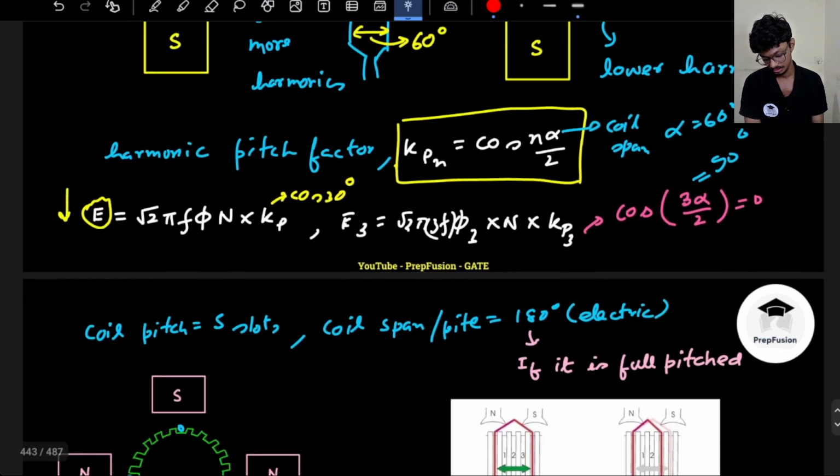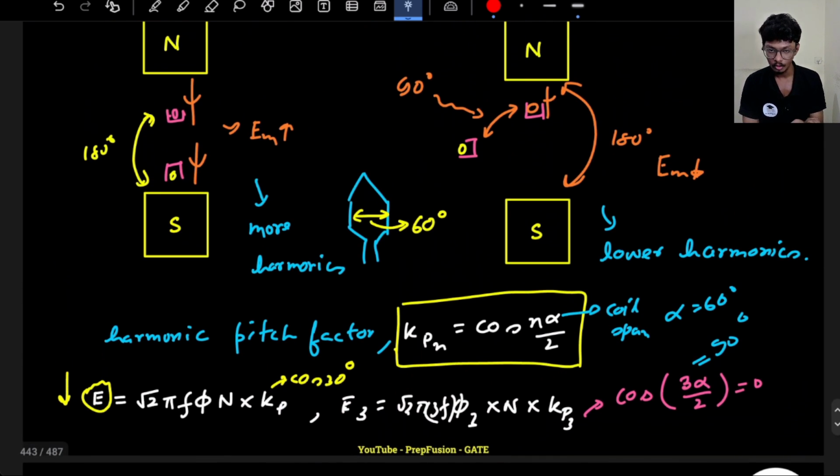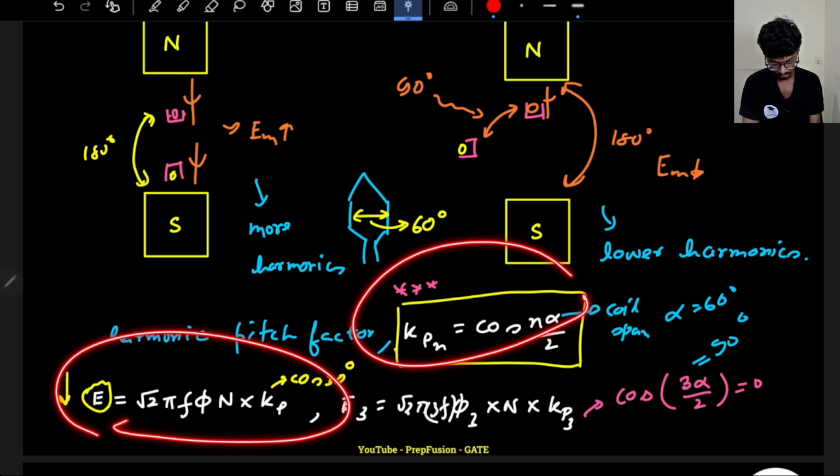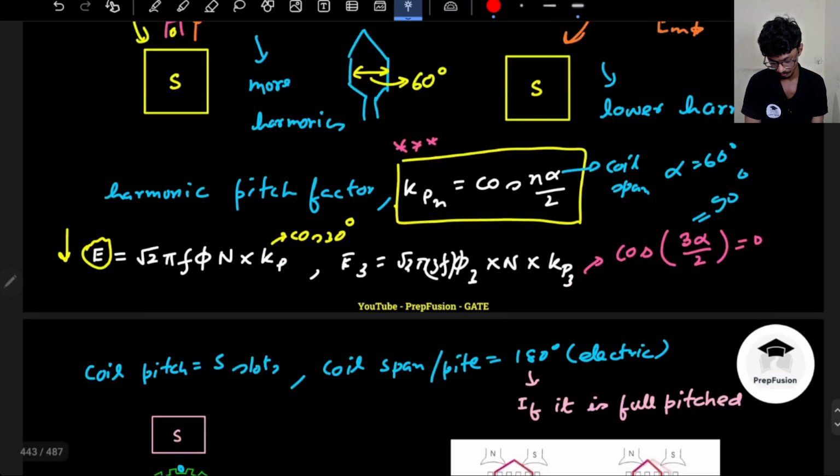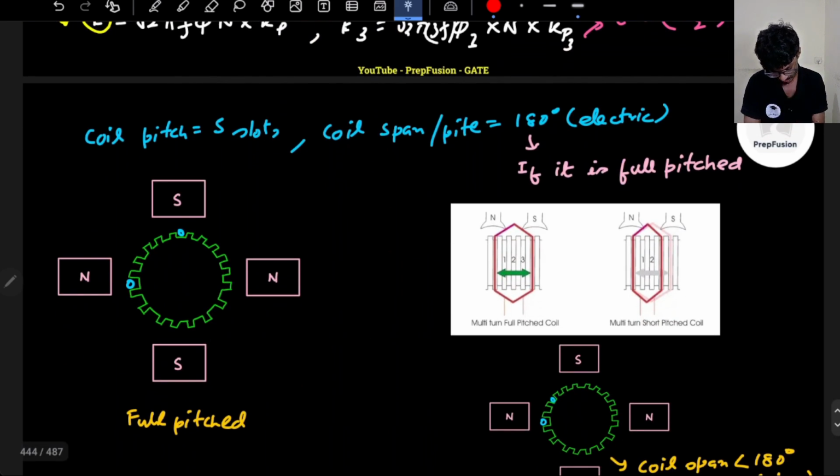Okay. So yeah, that is what my coil span is, and this is the most important portion. From this, GATE will ask questions. So this you have to remember. This also you have to remember: third harmonic component and fundamental component. Okay, so coil pitch and coil span already we have discussed.